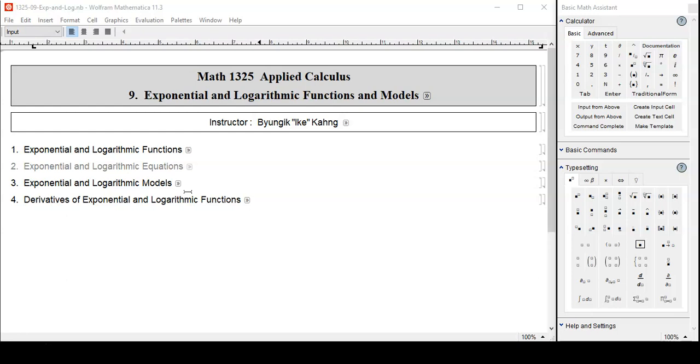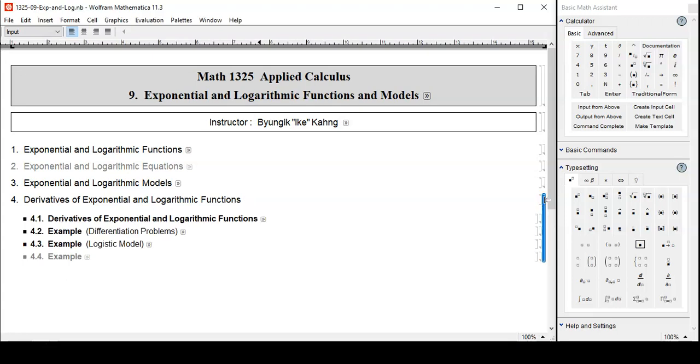In any case, let's say those are all done, and if you need further review, go ahead and review yourself. Now let's go to section 4, derivatives of exponential and logarithmic functions. This is not completely new either, because we have been using the derivative formulas for exponential and logarithmic functions.